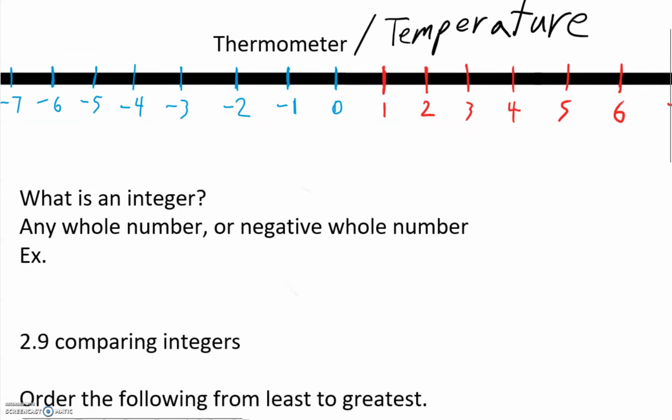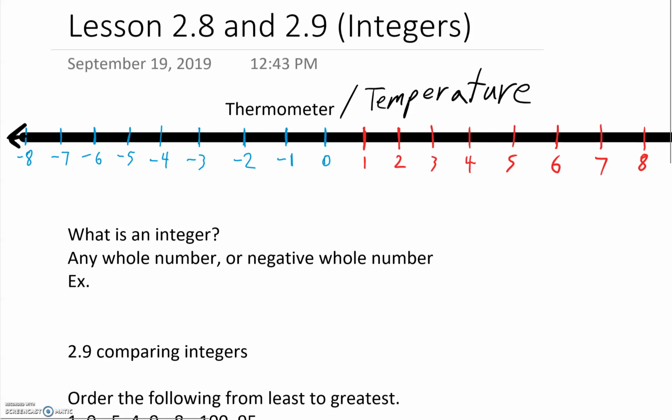So first of all, what is an integer? Well, I want you guys to think about temperature. Whenever I say the word integer, think about temperature, especially degrees Celsius, which is what we use here in Canada. So water freezes or melts at 0.